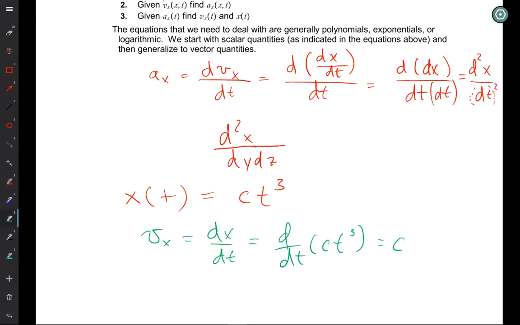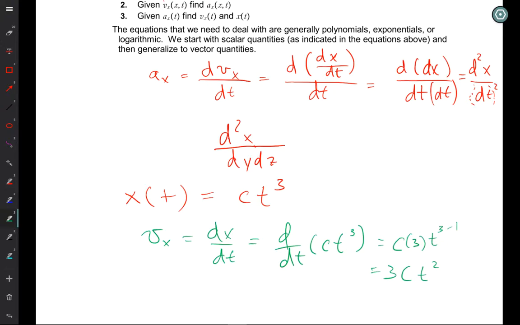So that's a polynomial. What was the rule for taking derivative of a polynomial? Bring down the exponent first. So I'm going to bring down the 3. Now that parenthesis meant times, not a function of. And then what do I do after that? Subtract 1 from the exponent. And so that's going to be 3ct squared.